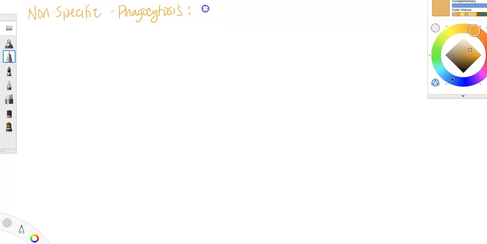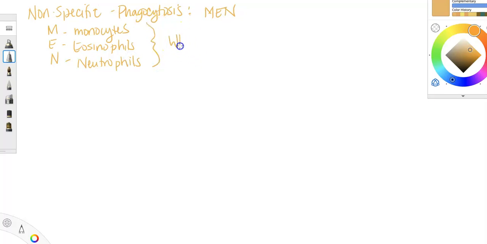And you can call them or remember them as the men. Okay, because men like to eat, right? So men, they are monocytes, eosinophils, and neutrophils. So they like to eat, and what do they eat?